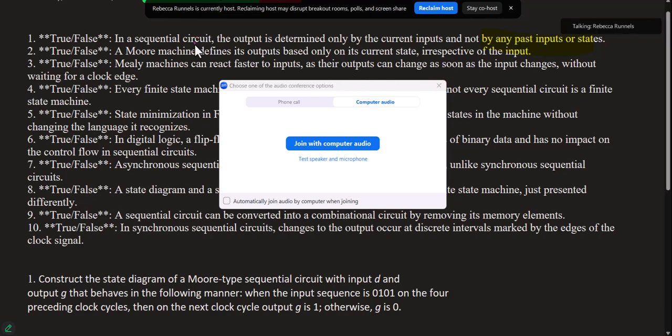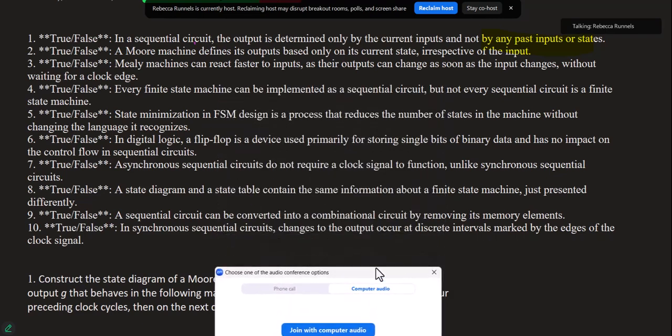Okay, a Moore machine. A Moore machine defines its outputs based only on its current state, irrespective of the input. True or false? Okay, so far you'd be getting 100% on zeros. So if the goal was to get 0, 0, 0, 0, 0, doing good. So Moore machine, remember, I always forget which is Moore and which is Mealy, but I'm pretty sure Moore is the one where the output, oh, wait a minute. Yeah, the output depends only on the state, so that one's true.